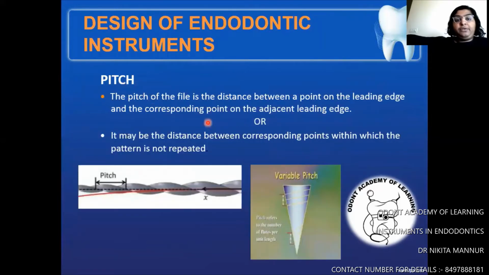Now pitch. The pitch of the file is the distance between a point on the leading edge and the corresponding point on the adjacent leading edge. You can see here in this picture, this distance between 2 points on the leading edge. Leading edge is nothing but your cutting edge. So 2 points here, and this is the pitch. Or it is the distance between corresponding points within which the pattern is not repeated. Variable pitch is nothing but the number of flutes per unit length. The number of flutes per unit length can change with every file. That's why the pitch varies.